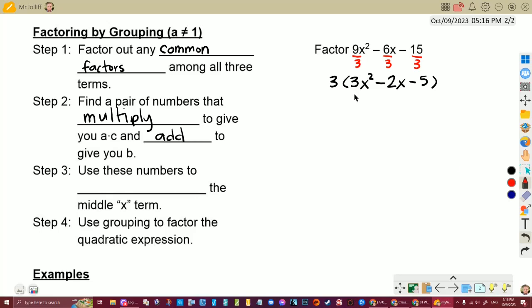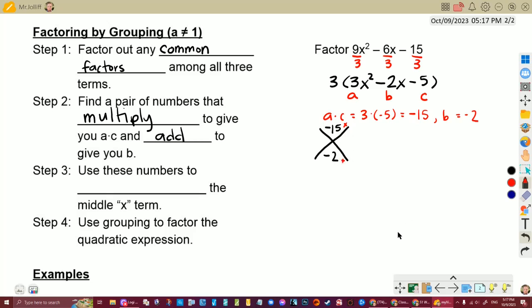Remember that the number in front of the x squared is our a, the number in front of the x is our b, and the constant at the end is our c. So a times c is 3 times minus 5, which is minus 15, and b is minus 2. So we're going to play the x game really quick to find factors of negative 15 that add to negative 2. So multiply, add.